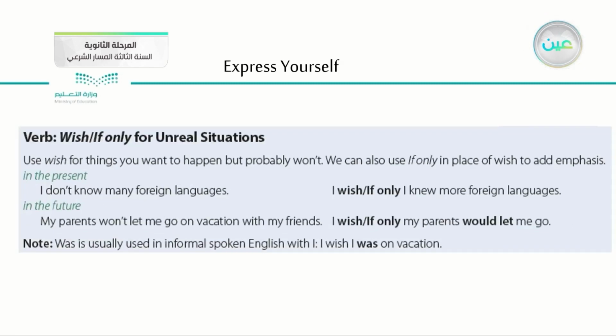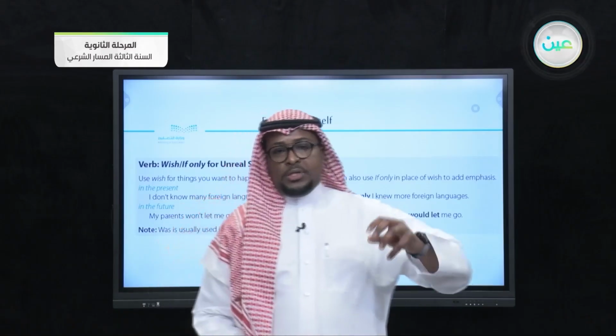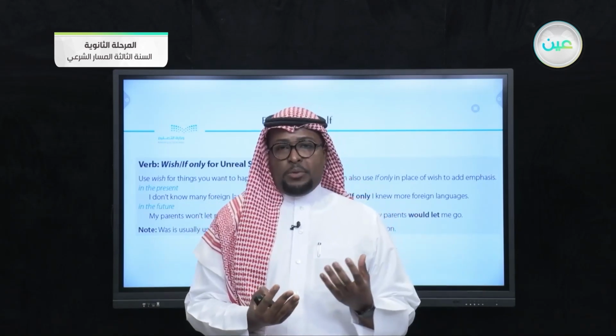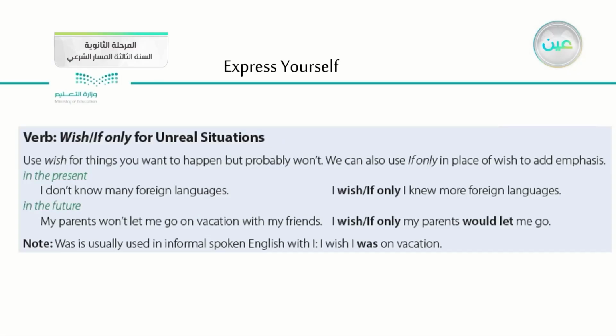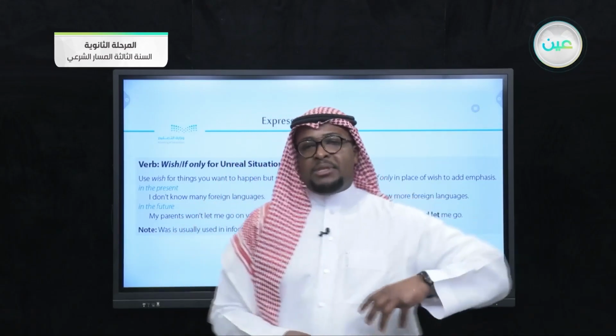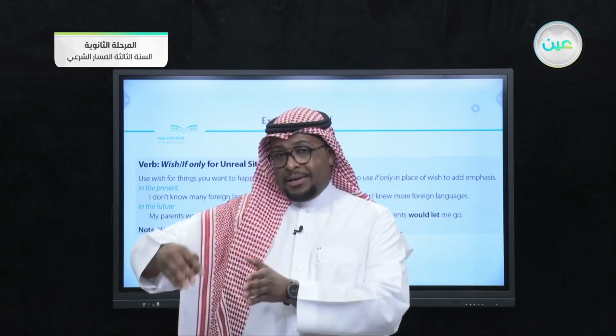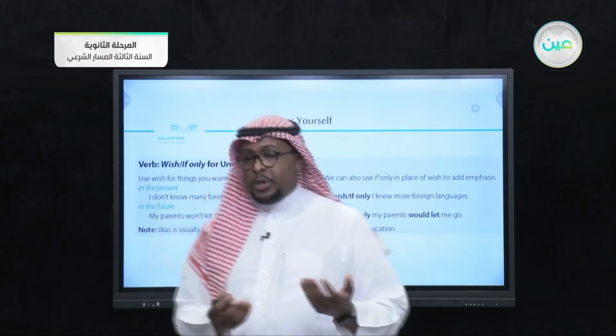Of course, here we move to the second part of the important things. Here we have wish and if only for unreal situations. Here we'll go over something very important, which is how to use the verb wish, which is wishing. If we go over the definition here, use wish for things you want to happen but probably will not. We can also use if only in place of wish to add emphasis. So we use the verb wish if we imagine something that is going to happen, but in real time it will not happen. So this is the way we use wish.